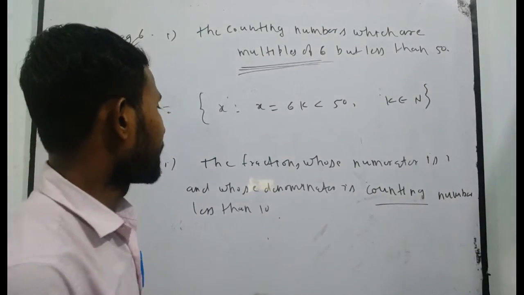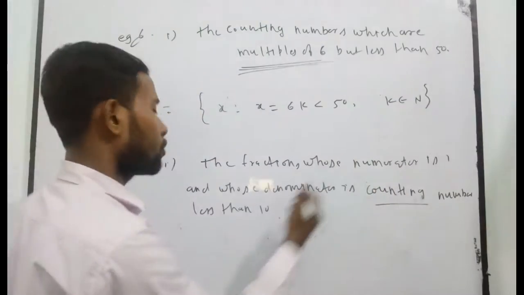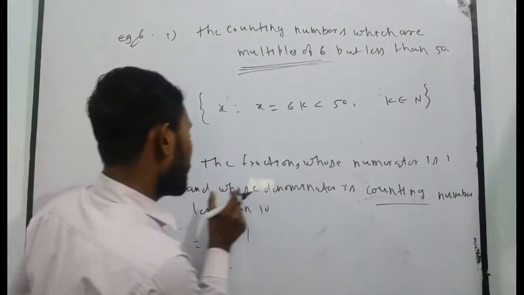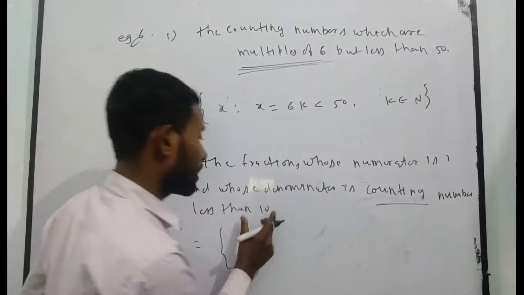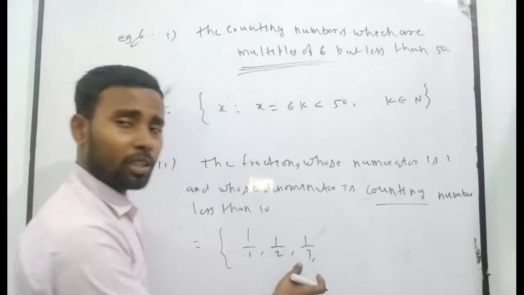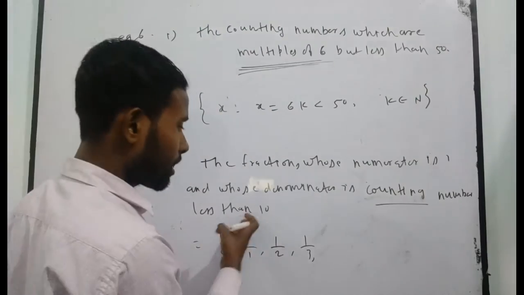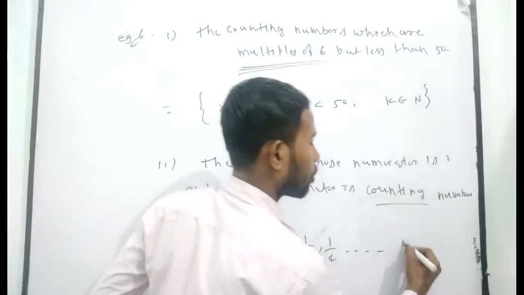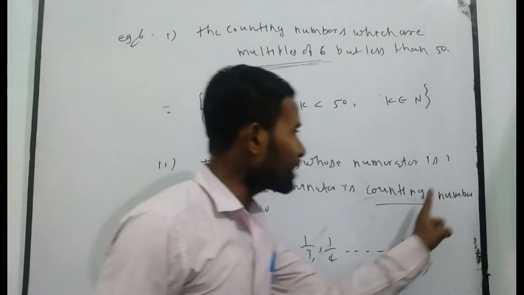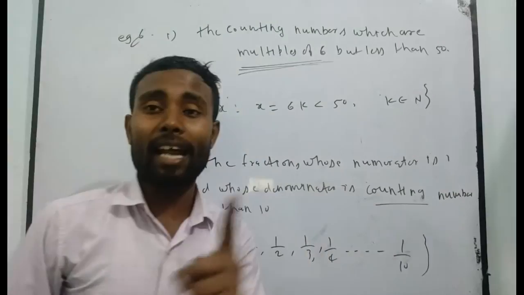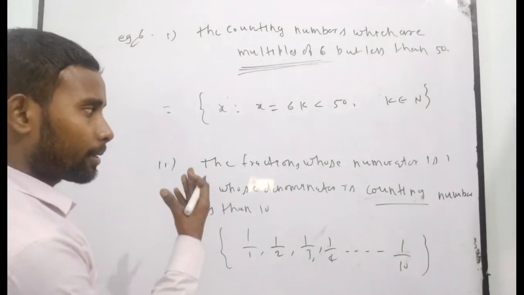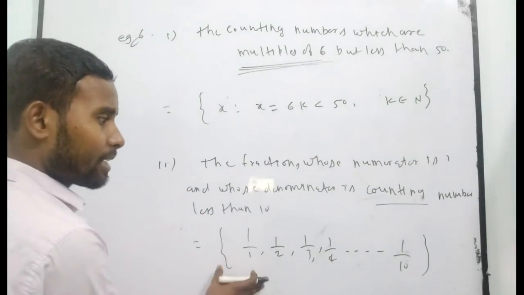Be careful about this. The fractions whose numerator is 1, definitely you take 1 firstly. And it says to take in the denominator those numbers which are counting but less than 10. Firstly take 1 by 2, 1 by 3, because 1, 2, 3, all these numbers are counting numbers and also less than 10. So you can take 1 by 4, and so on up to 1 by 10. These are those fractions whose numerator is 1 but denominator is a counting number less than 10. Only I have written it in tabular form.